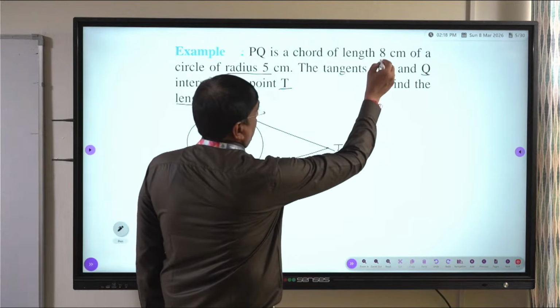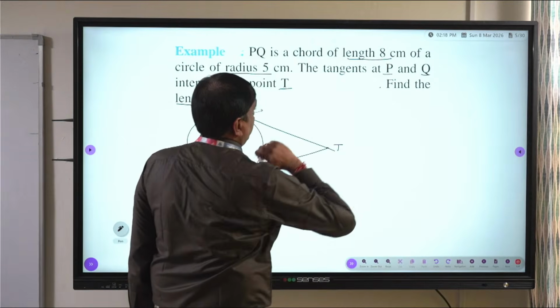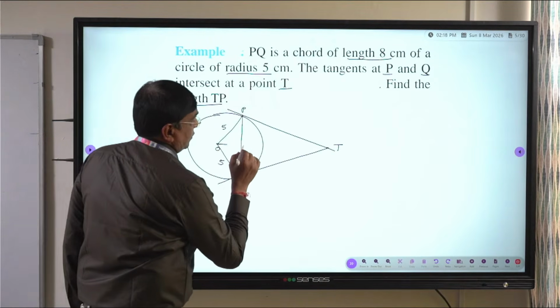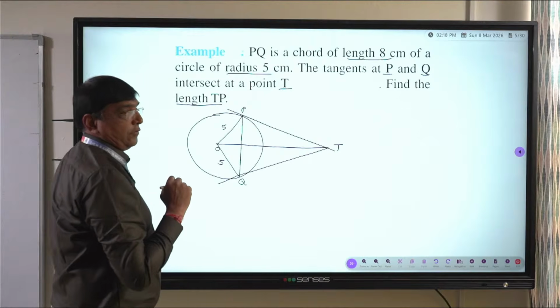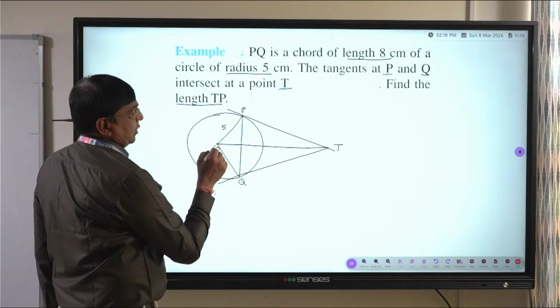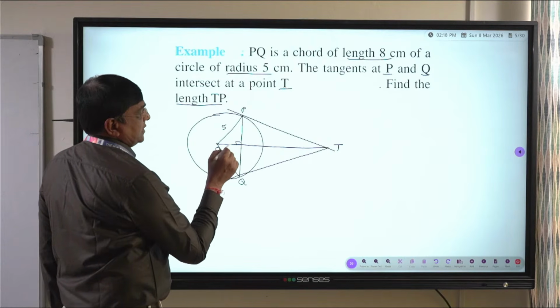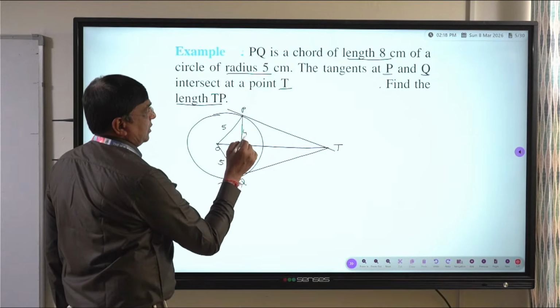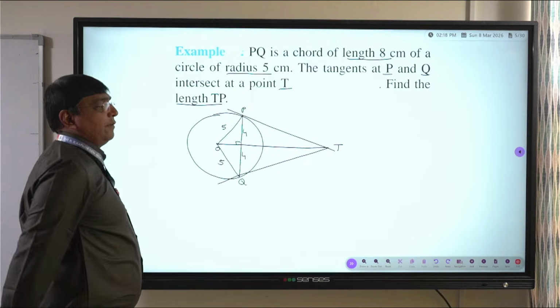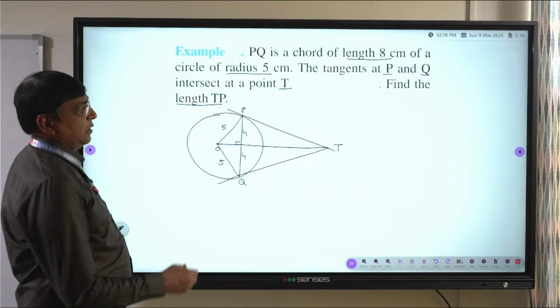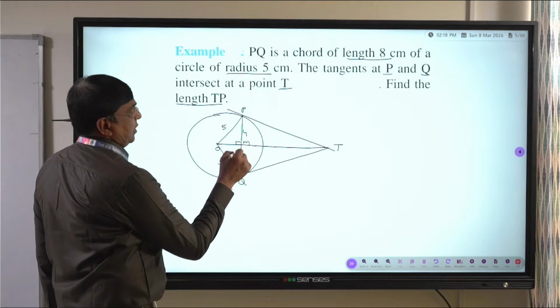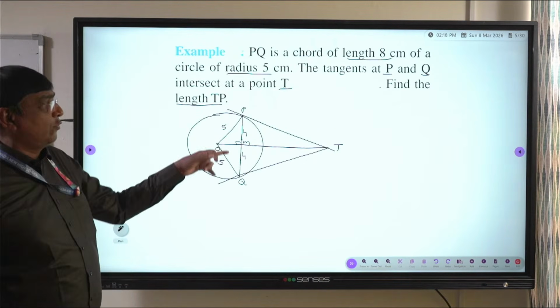In data given, length of the chord is given 8. First join OT, and we know that when we draw the perpendicular from the center on the chord, it bisects the chord. So 8 divided in 2 equal parts, that is MP equals NQ, and both are 4 each.